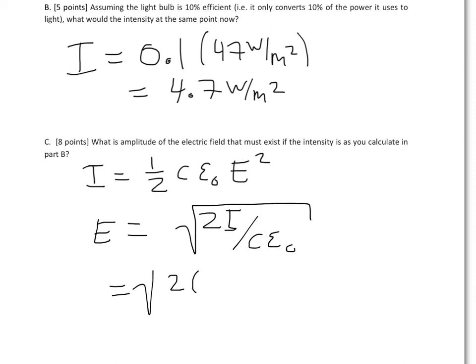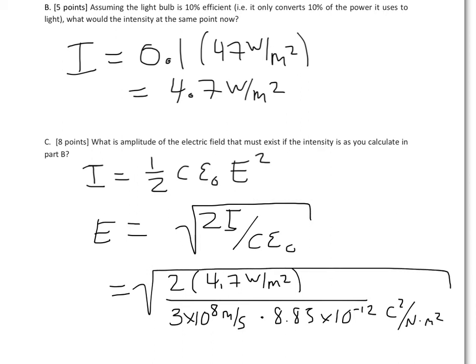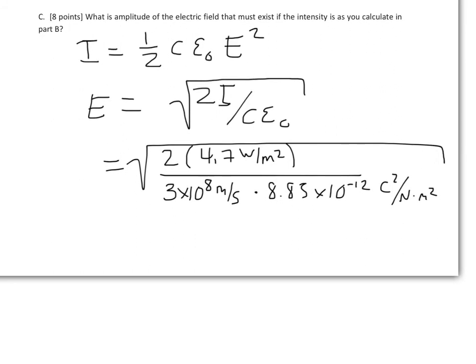So let's see what that gives us. 2 times the intensity, which is 4.7 watts per meter squared, divided by C, which is 3 times 10 to the 8 meters per second, times the permittivity constant, which is 8.85 times 10 to the minus 12, and the units are Coulomb squared per Newton meter squared. That is the formula, and that comes out to be 59.5 volts per meter, or 60 volts per meter to 2 sig figs.